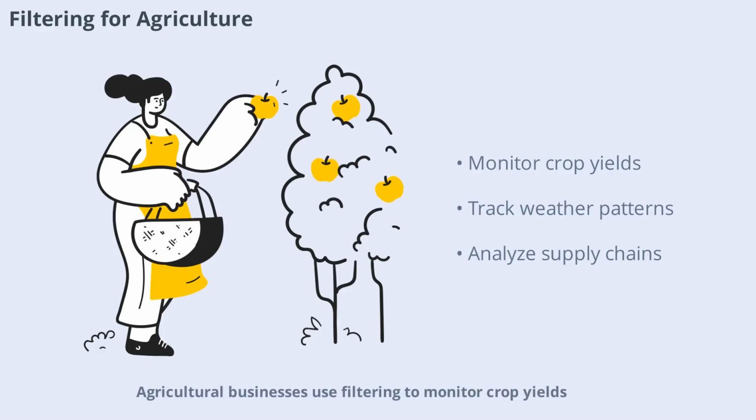Agricultural businesses use filtering to monitor crop yields, track weather patterns, and analyze supply chains. This helps them optimize production and respond to market changes.